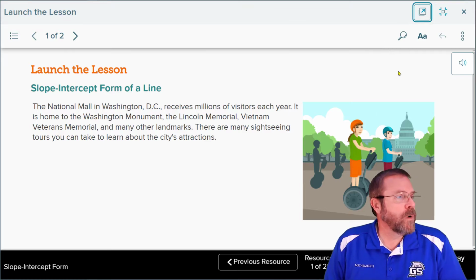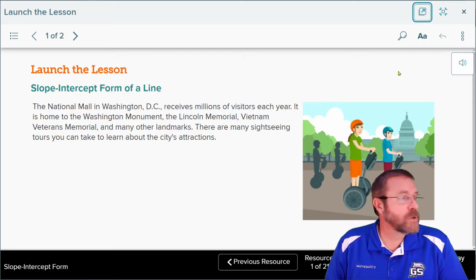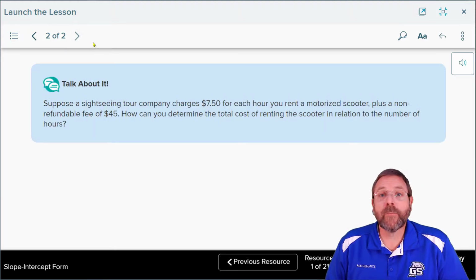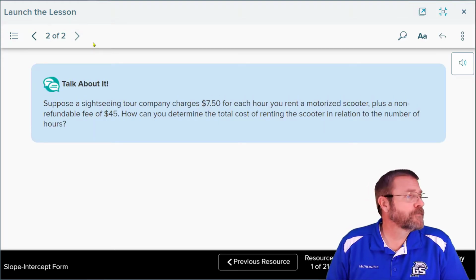The National Mall in Washington, D.C. receives millions of visitors each year. It is home to the Washington Monument, the Lincoln Memorial, the Vietnam Veterans Memorial, and many other landmarks. There are many sightseeing tours you can take to learn about the city's attractions. If you haven't been there, it's really worth going to.